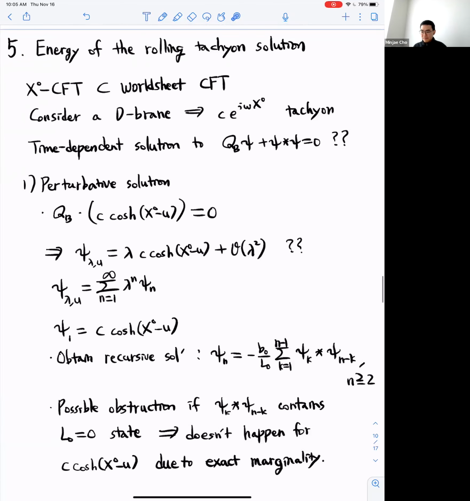So now let's discuss some physics. Because this is a story familiar to everyone, I just wrote it out in advance. We are going to discuss the energy of the rolling tachyon solution. The setup is that we always have a time-like free boson CFT as part of the worldsheet CFT. And at least in bosonic open string field theory, we know that when we have a D-brane, there's a tachyon in this setup. And the question is, as I pictured before, can we consider a time-dependent solution to the open string field equations of motion?